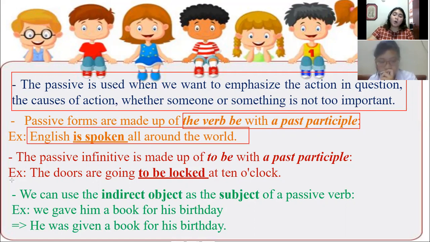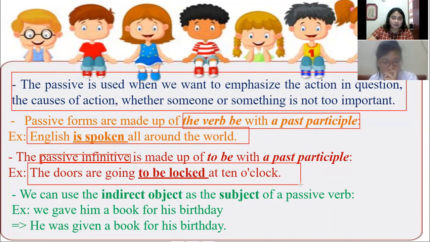We can also use the passive infinitive. It is made up of to be and a past participle. For example, please read: the doors are going to be locked at 10 o'clock. So as you can see, we used to be. The doors are going to be locked at 10 o'clock.